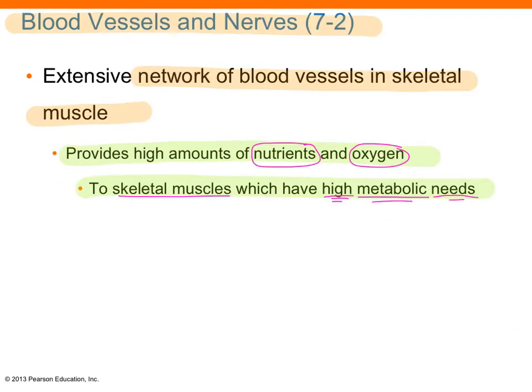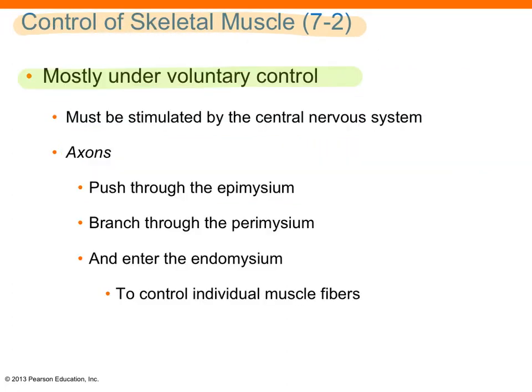The blood vessels and nerves: there is a network of blood vessels in skeletal muscle, and the purpose is so they can provide high amounts of nutrients and oxygen. Skeletal muscles have high metabolic needs. Skeletal muscle is mostly under voluntary control. In other words, we are in control of our movement for the most part.